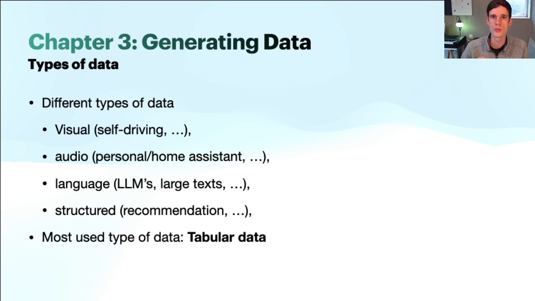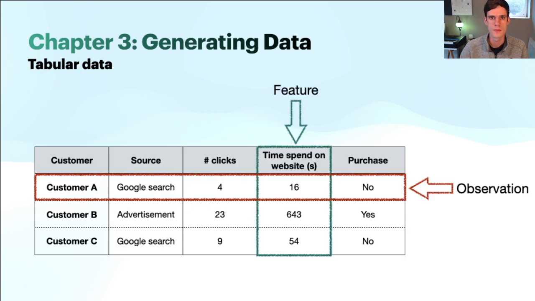Now, the most used form of structured data is tabular data, and you're probably already very familiar with it. Nonetheless, let's take a closer look into the tabular data. Almost all tabular data has the same basic structure. Rows correspond to observations and columns correspond to features. And to understand how this works, let's look at this simple example.